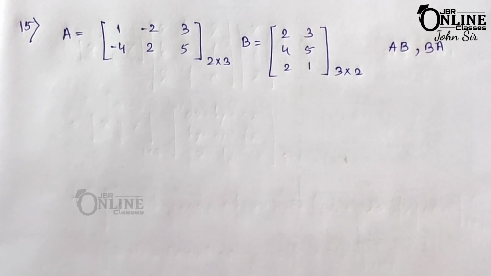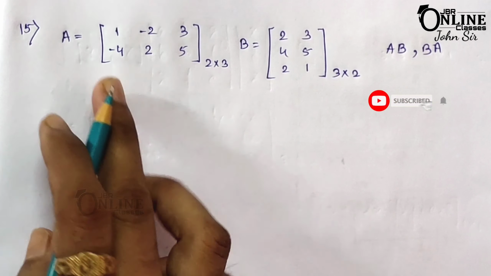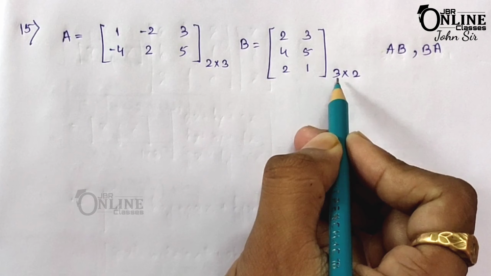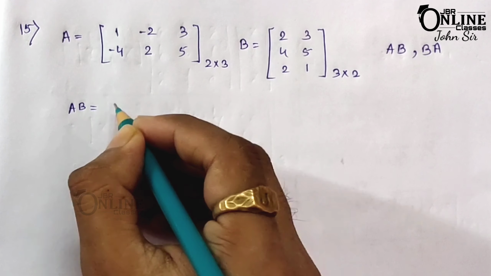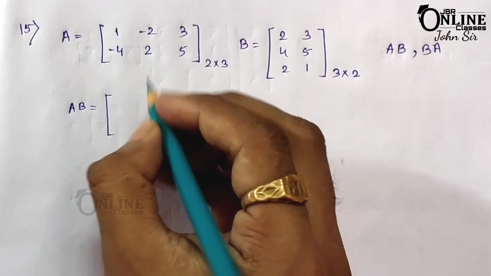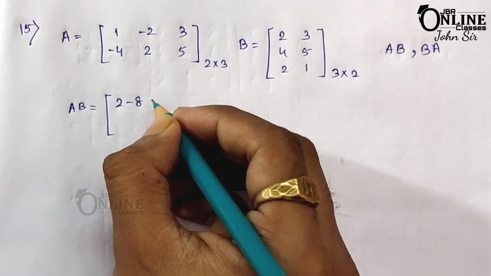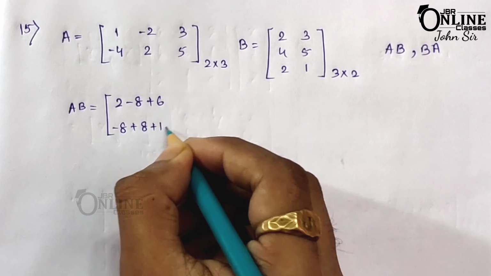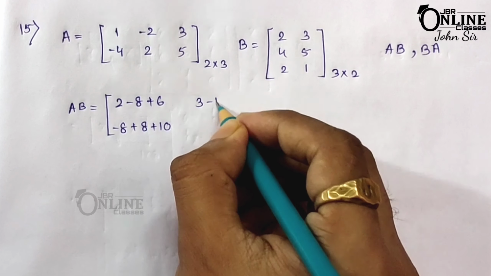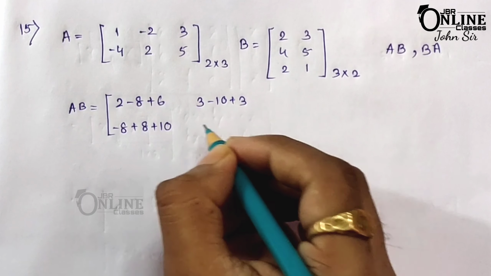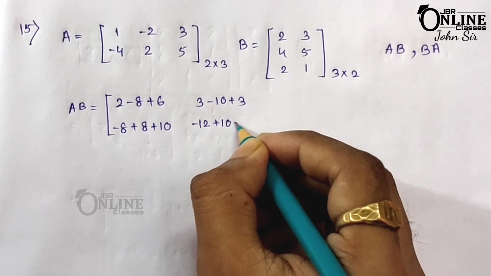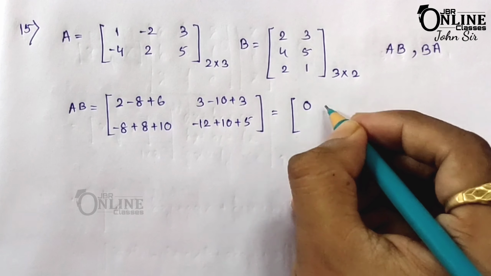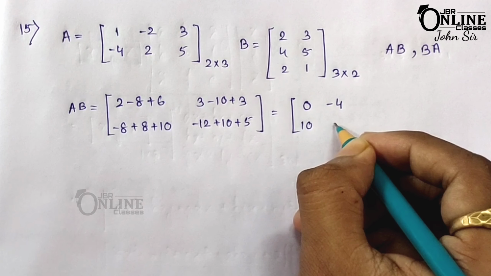Now sum number 15. So this is the last sum for this video. So here A equal to this one, B equal to this one, and you have to first find out AB. So here 3 and 3 equal, so you can easily find out AB. So as here AB will be 2 into 2, then here 4 into 2 minus 8, and then plus 6. This one will be minus 8 plus 8 plus 10. Then here 3 minus 10 and then plus 3. And this one will be minus 12 plus 10 plus here 5. Okay, so your answer will be here 0, minus 4, 10, and here 3.